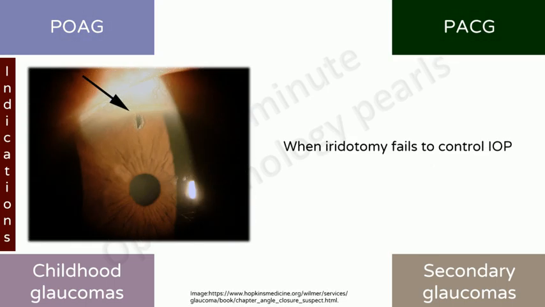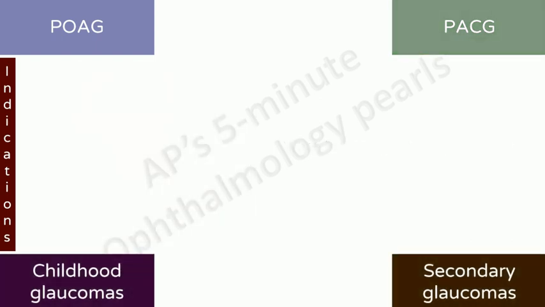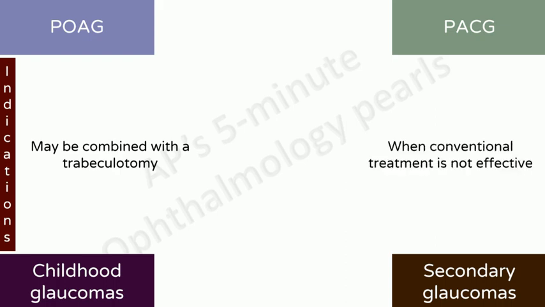In primary angle closure disease, a failure of iridotomy to control IOP can be an indication for trabeculectomy. Trabeculectomy has a greater role in childhood glaucomas as there is no role for medical treatment other than for temporary control of IOP prior to surgery. Secondary glaucomas not responding to conventional treatment may also necessitate a trabeculectomy.